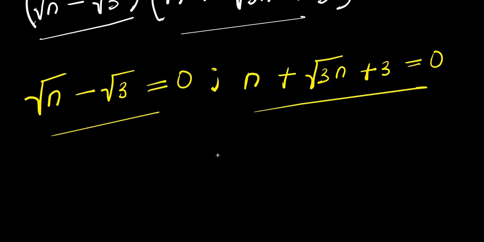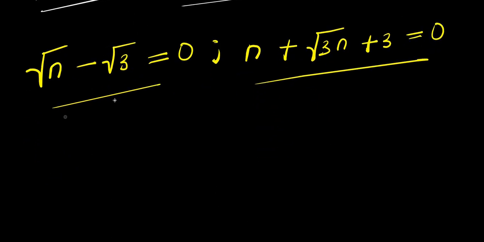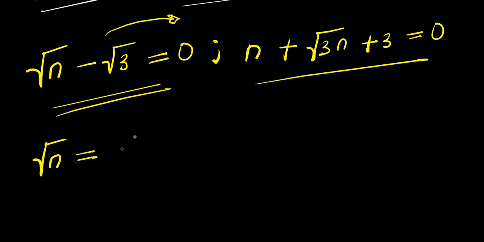We start with the first one. For this one, I move this over here. I have square root of n equals square root of 3. Square root cancels square root. I have n equals 3. That is my n1.